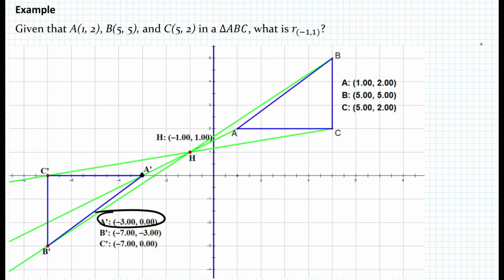So that's basically how you do a point reflection, okay? Remember, if it's over the origin, you just negate the x and y coordinates, and if the reflection occurs over a point other than the origin, then you must use the midpoint formula.